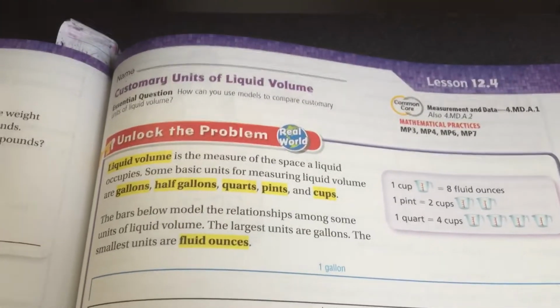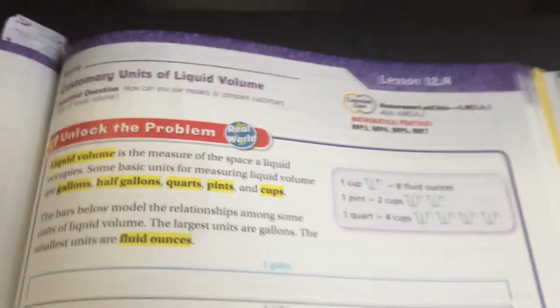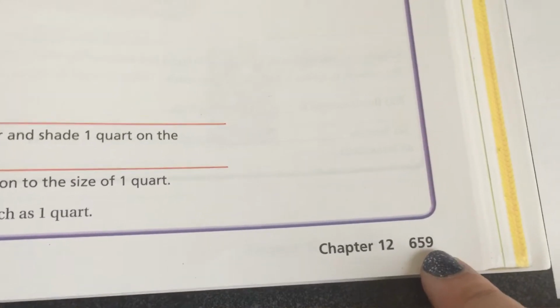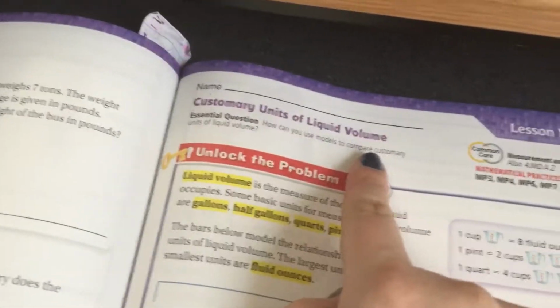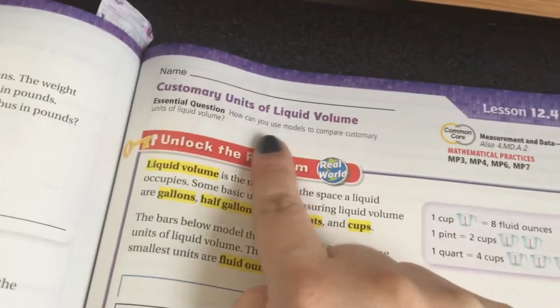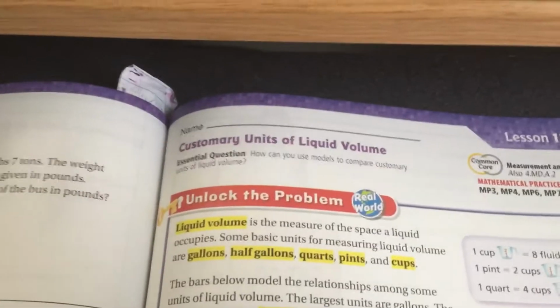Hey guys, today I'm doing lesson 12.4, which is on page 659. This is customary units of liquid volume. This is where things get a little tricky today. Customary units, again, is back to the mostly American system of measurement.